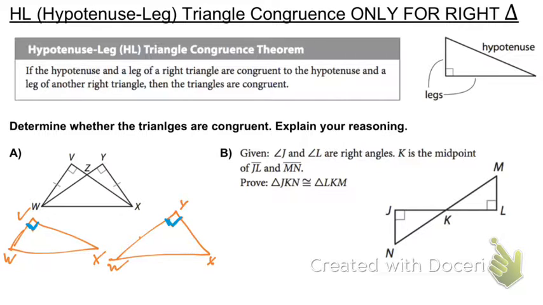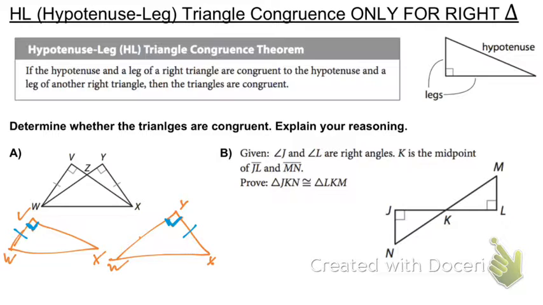Alrighty. So what's something else we know about these? We also know these side lengths, WV and XY. So for these right triangles, do we know a leg or do we know the hypotenuse? We know one of the legs. So we would need the hypotenuse for hypotenuse leg.